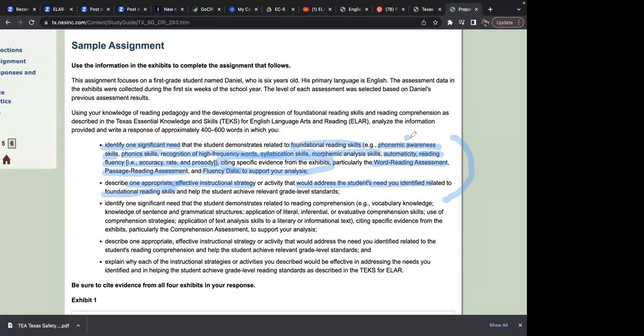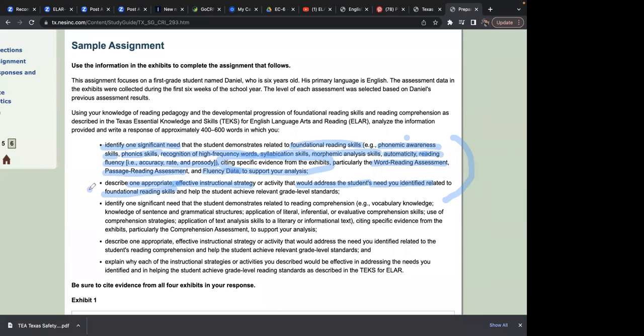So whether it be phonemic awareness, don't say more than one. Don't say the student needs morphemic analysis and phonemic awareness. No, don't do all that. Just choose one, provide multiple examples, one from the word reading assessment, one from the passage reading assessment, and if you can, one from the fluency data to support your identification of that skill that is lacking.